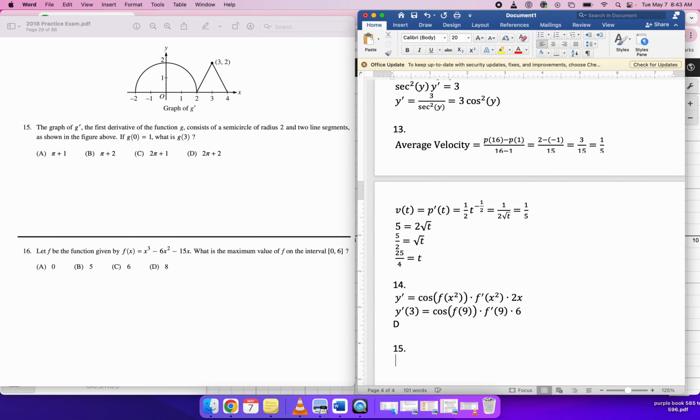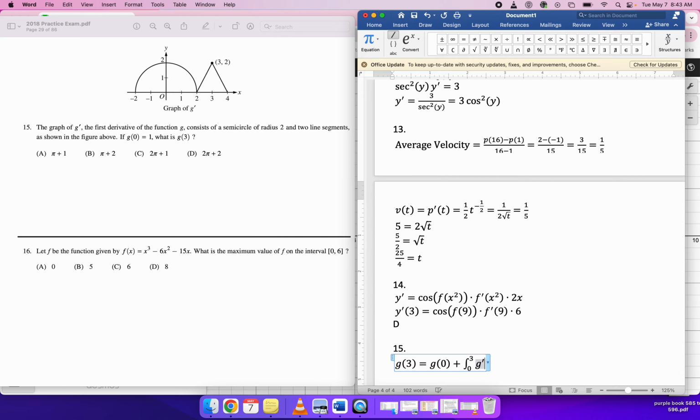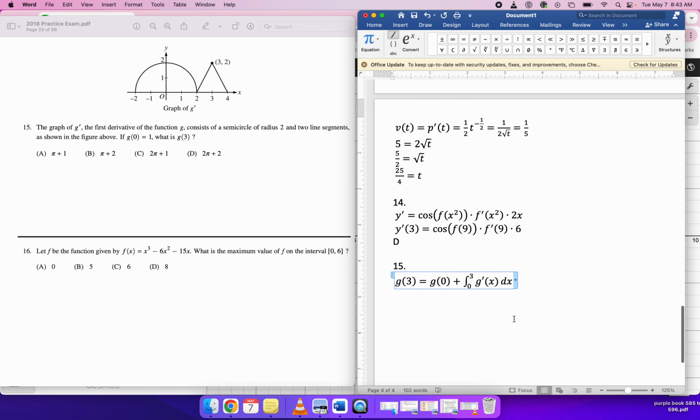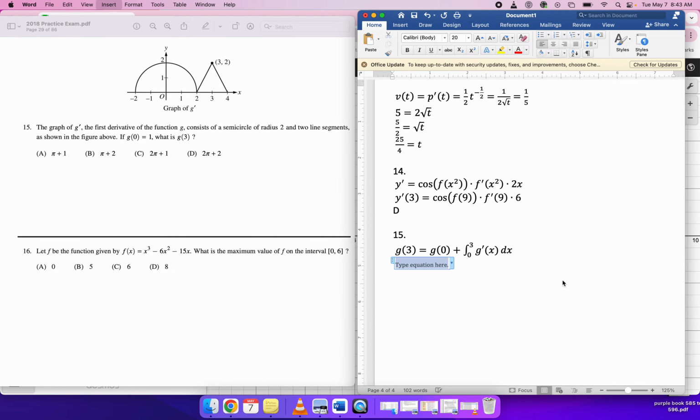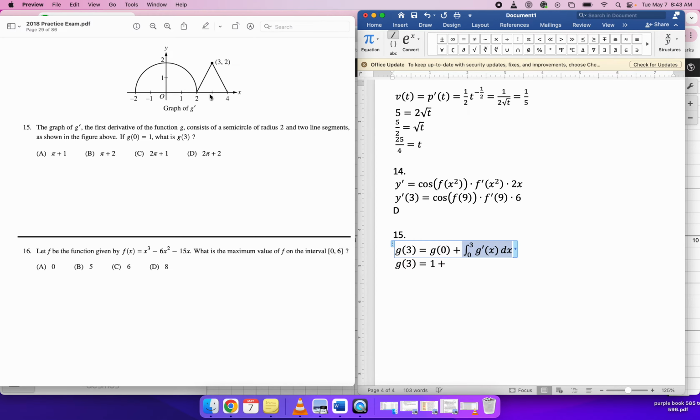Later value equals earlier value plus net change. So g of 3 equals g of 0 plus the integral from 0 to 3 of g prime of x dx. G of 3 is what I want to know. I know what g of 0 is. It's 1. So the question is, what's this? Well, I have a graph of it. The integral from 0 to 3 is just the area of the shaded region underneath the circle.